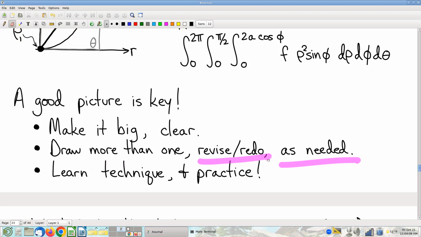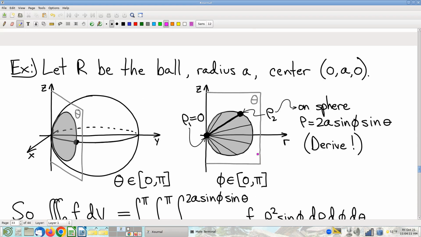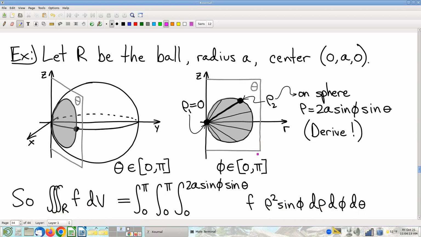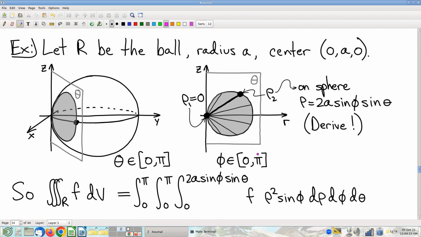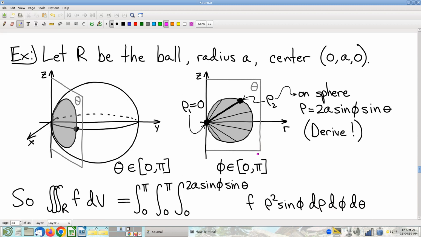Okay. All right. Okay, another example. So let's see here. Oh, wait a second. We have 45 seconds left. We're not going to get that done, are we?